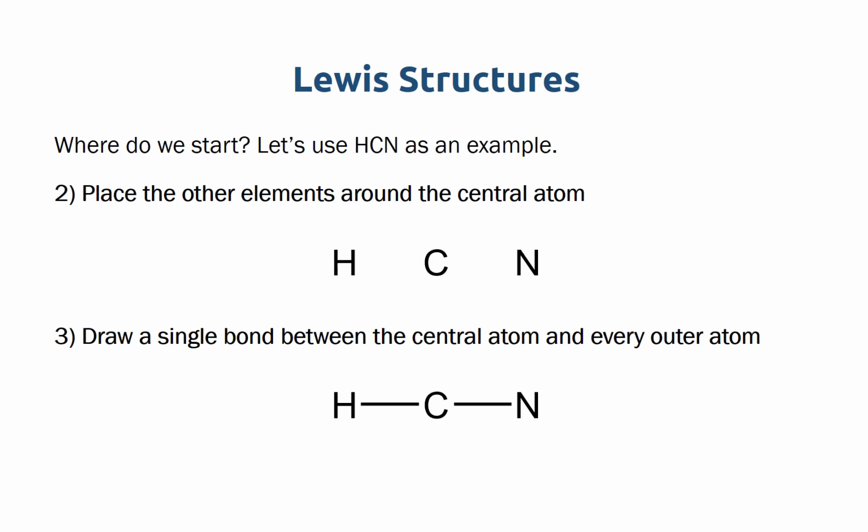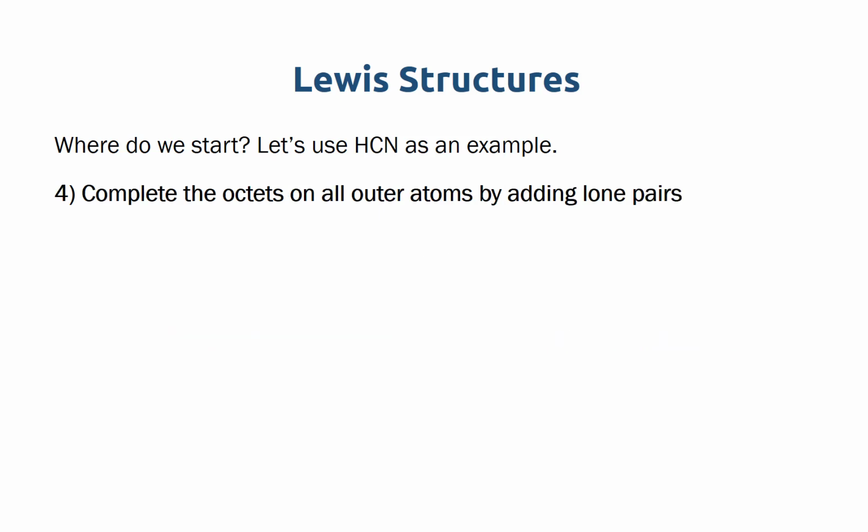We may end up making changes to this later if we decide we need double or triple bonds, but for now, we know that at the very least, there needs to be at least 1 bond connecting the atoms together. The next step is we're going to complete the octets on all the outer atoms by adding lone pairs.